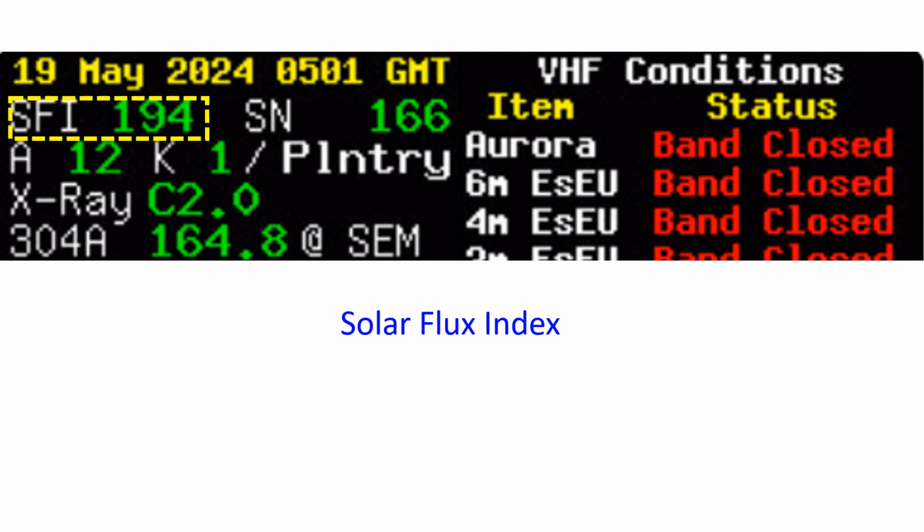Next to SFI is SN or the sunspot number, which is also updated daily. It usually follows the SFI and is another indicator of ionization of the F layer. Here SN 166 is shown in green.